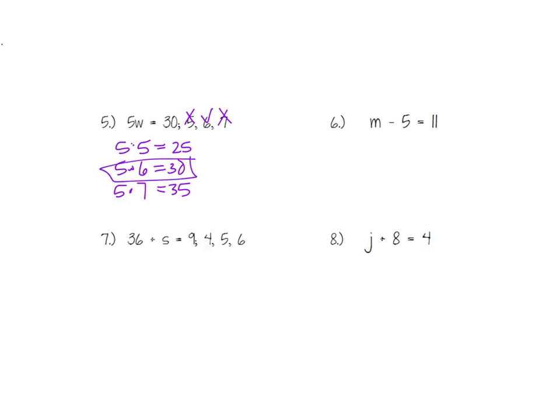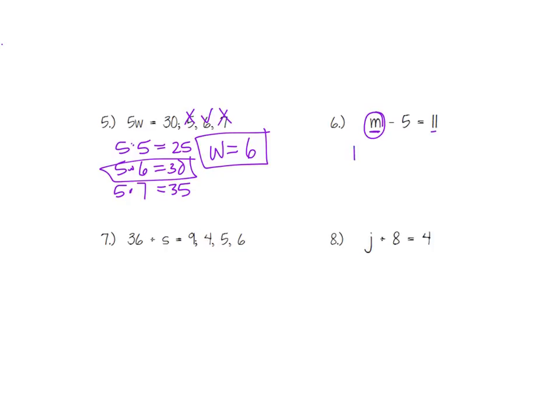We like this one. So that means that W equals 6, to make that a true sentence, if I have to place 6 in place of W to make it true. Number 6, m minus something will give me 11. So that number has to be larger than 11 because I'm taking away from it to get to 11.